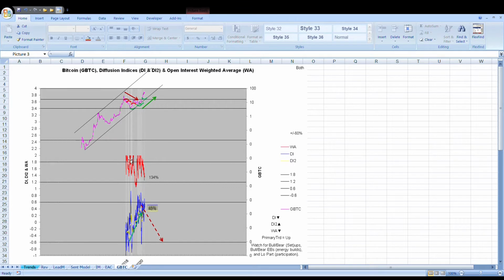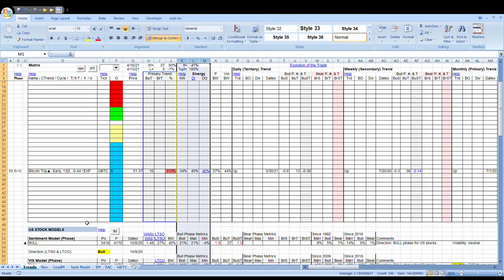Again, I have no idea what's going to happen. You probably just want to wait. You probably want to turn off the laser eyes for a few days here and study what's taking place in terms of the three time frames and energy build.